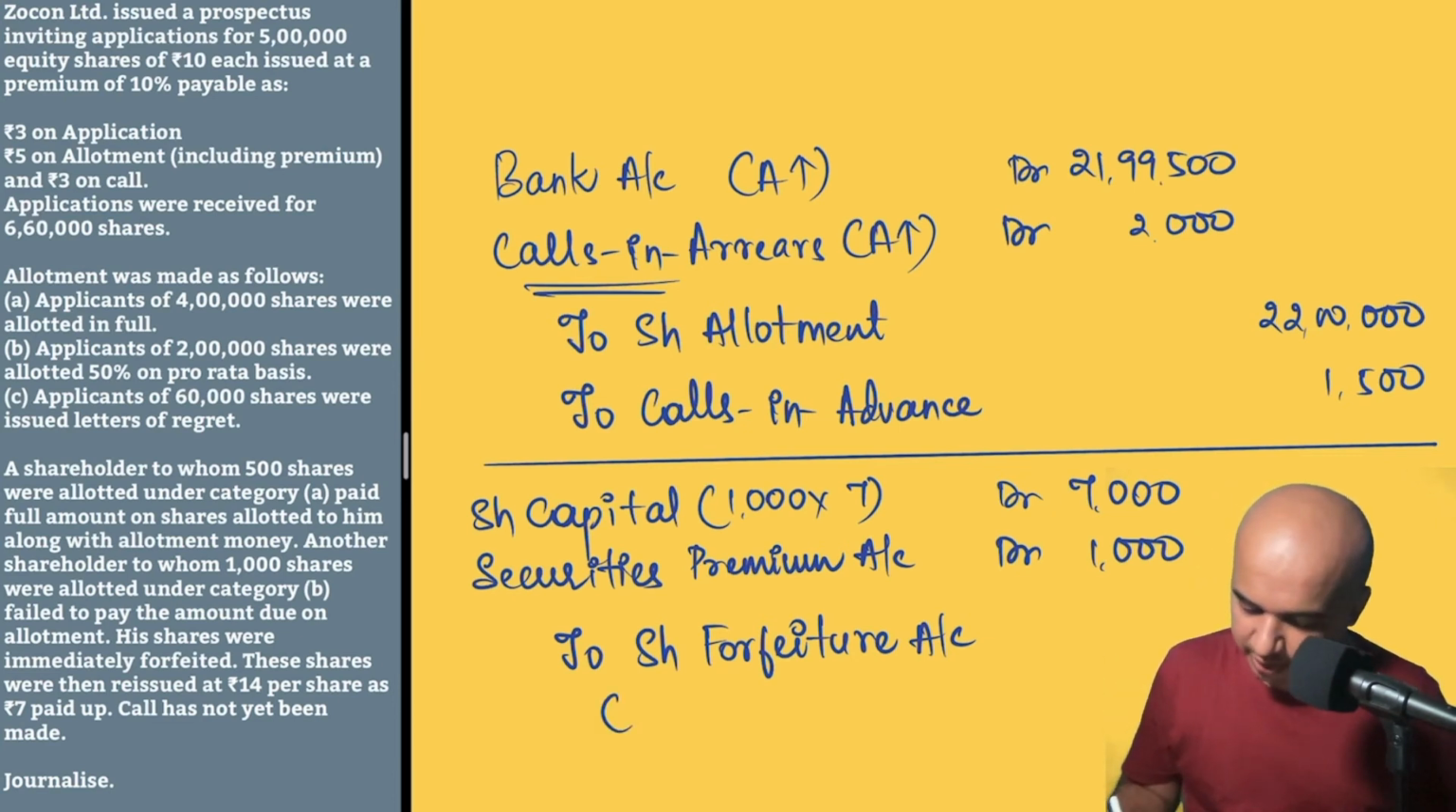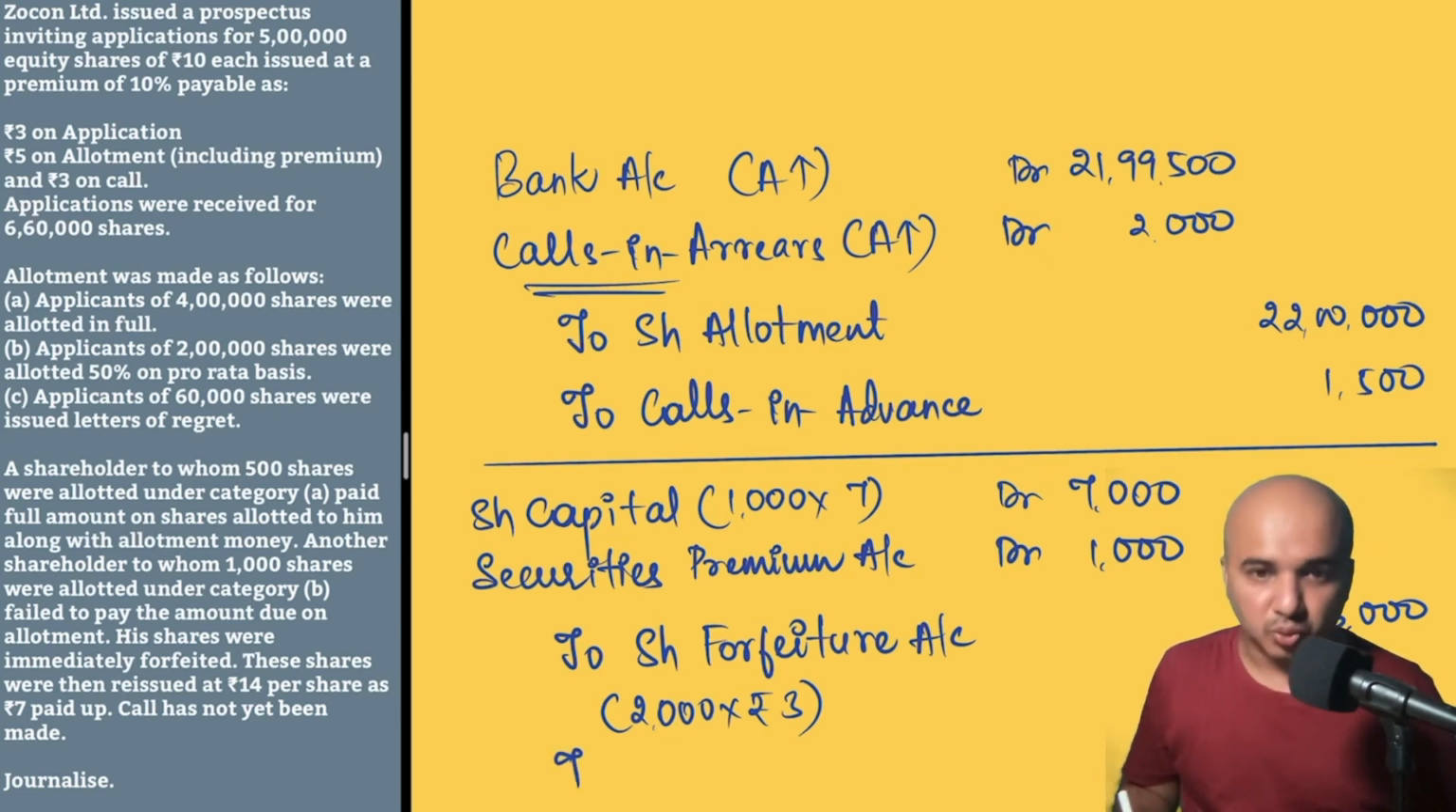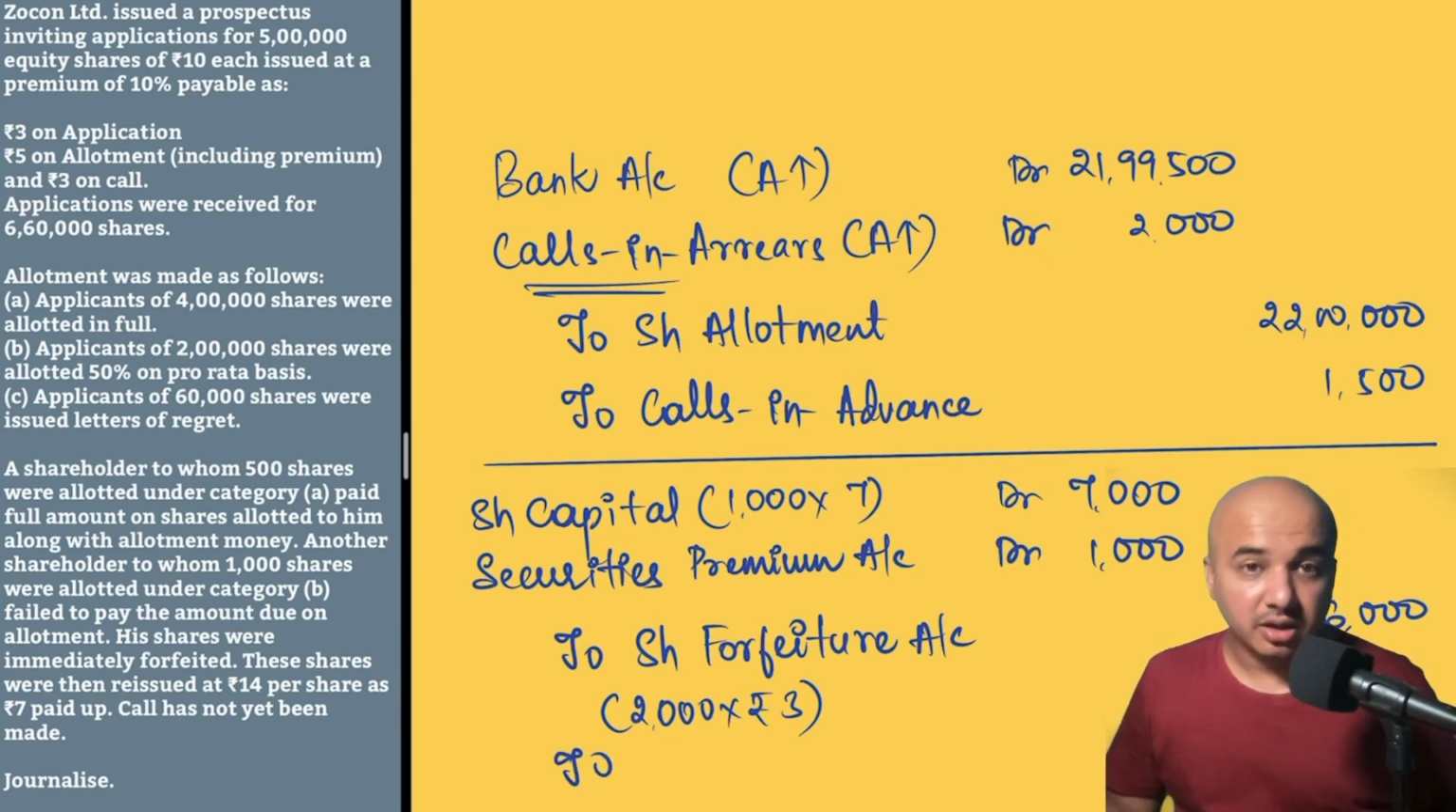So that will be 2000 shares into rupees 3, which is 6000. Okay. Then 2. What else should be credited? We should also credit calls in arrears, which we had created here as an asset.